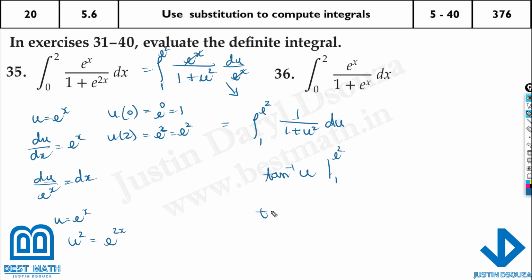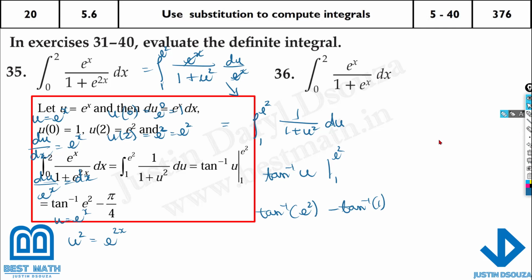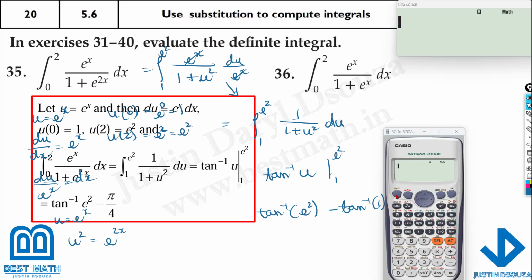So we apply the upper limit first. It will be tan inverse of e squared minus tan inverse of 1. That must be the answer. So if you look carefully, tan inverse of 1, you can put that in the calculator, but let me show you how you get the tan inverse of 1 as pi by 4. In your calculator, you can just press shift and tan, and then 1, it'll be 1 by 4 pi. That is 45 degrees. So tan inverse of 1 is 45 degrees. You might have known. You can directly write it or just use your calculators.